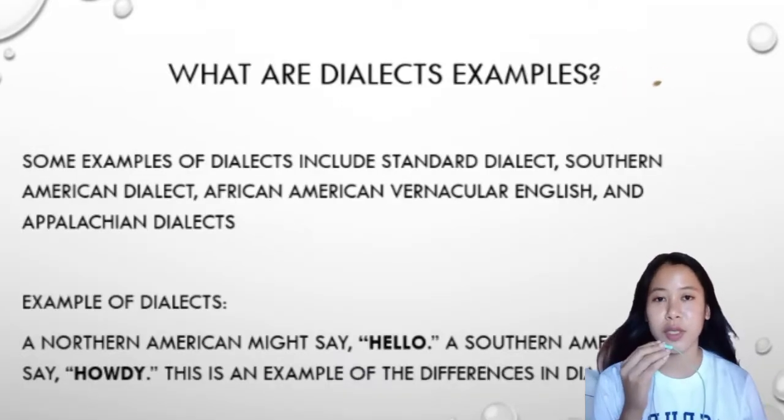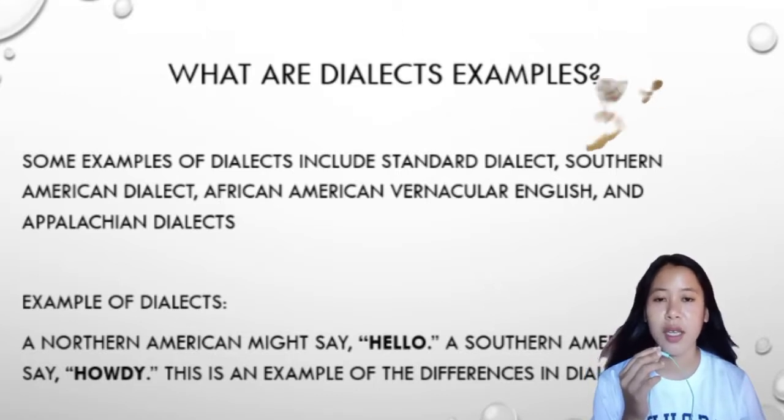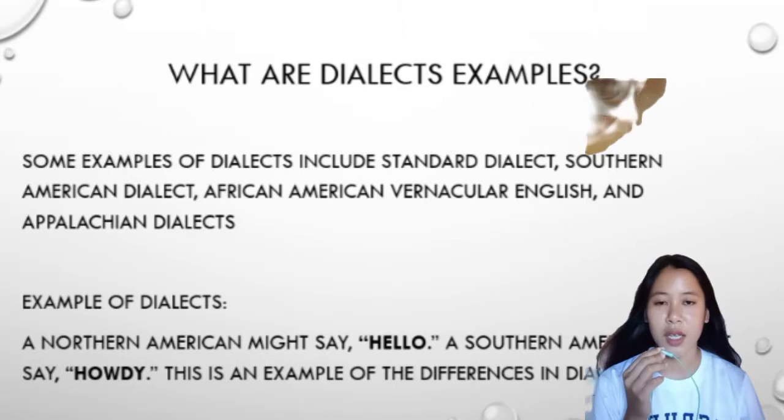What are the examples of dialect? Some examples of dialects include Standard Dialect, Southern American Dialect, African American Vernacular English, and Appalachian dialects. As an example, a Northern American might say hello, while a Southern American might say howdy. This is an example of the differences in dialect.